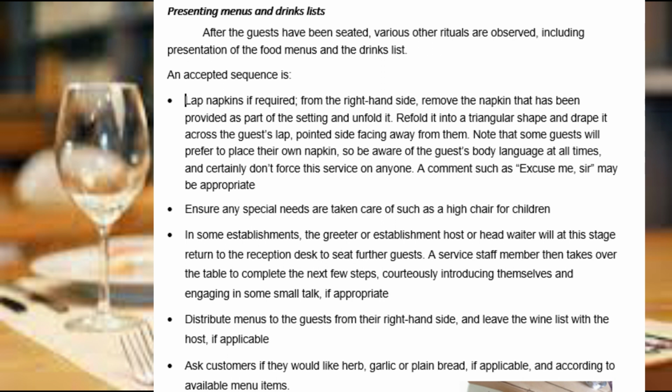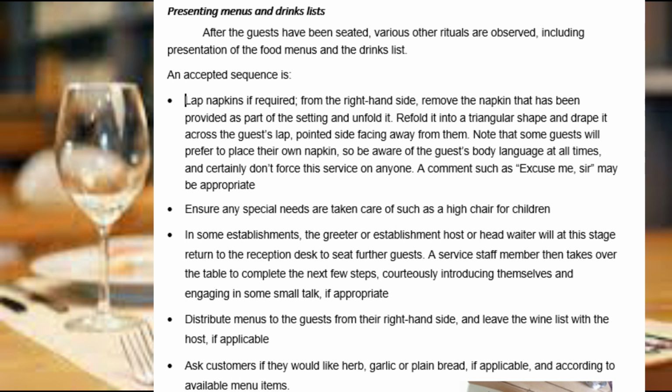Ensure any special needs are taken care of, such as a high chair for children. In some establishments, the greeter, establishment host or head waiter will at this stage return to the reception desk to seat further guests. A service staff member then takes over the table to complete the next few steps, courteously introducing themselves and engaging in some small talk if appropriate.